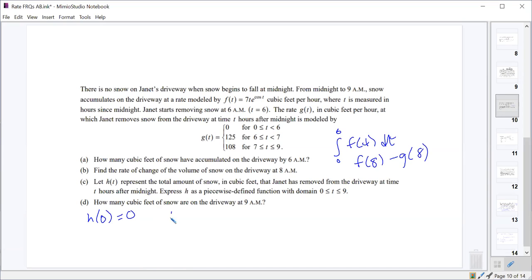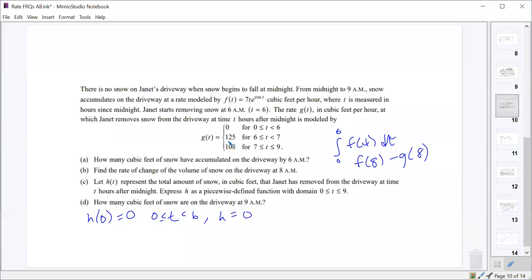And for t greater than or equal to 0 and less than 6, we still need it to be 0, right? We'll say h still equals 0. Do y'all agree with that? She's removed nothing from t equals 0 to t equals 6.